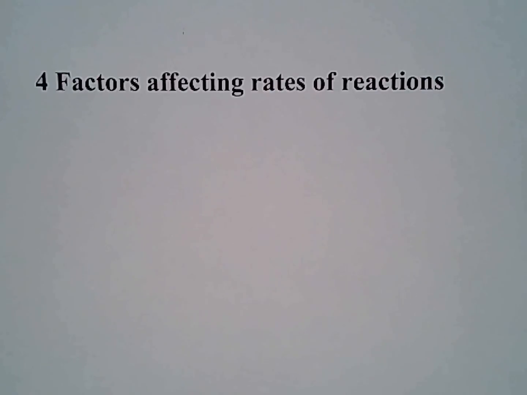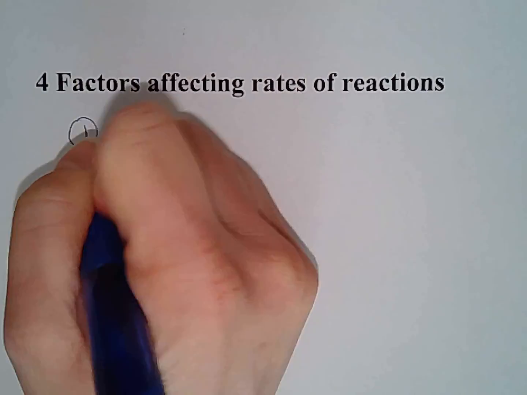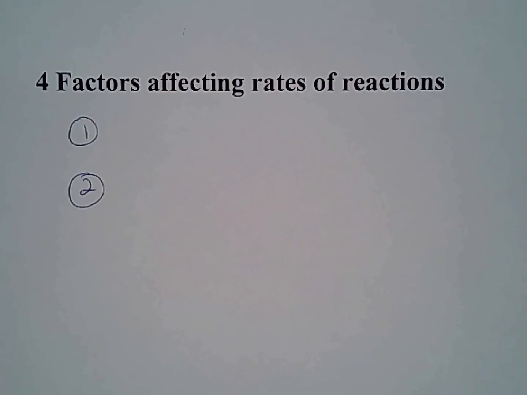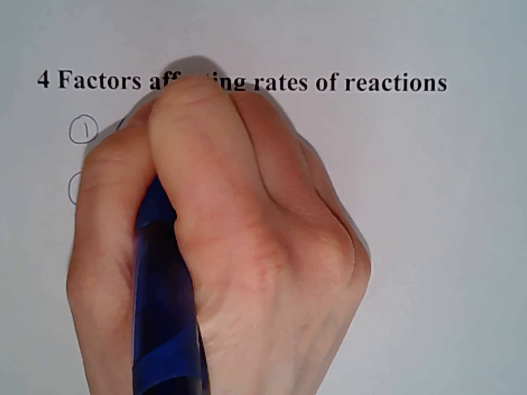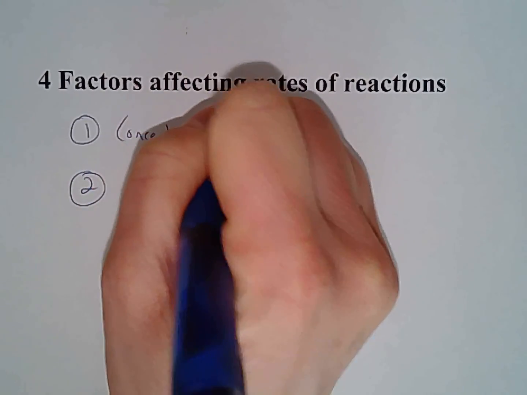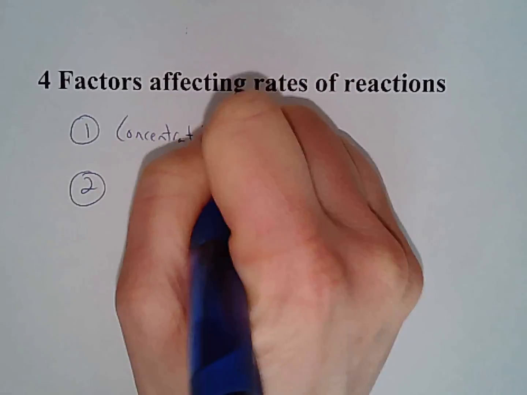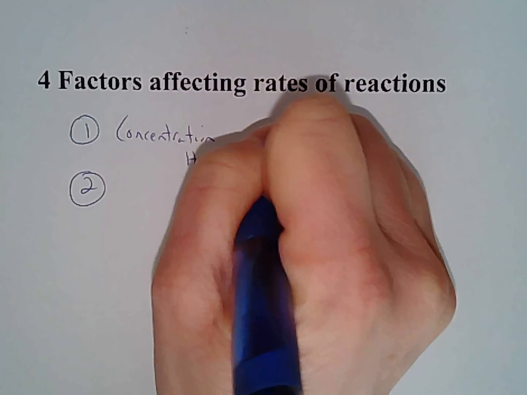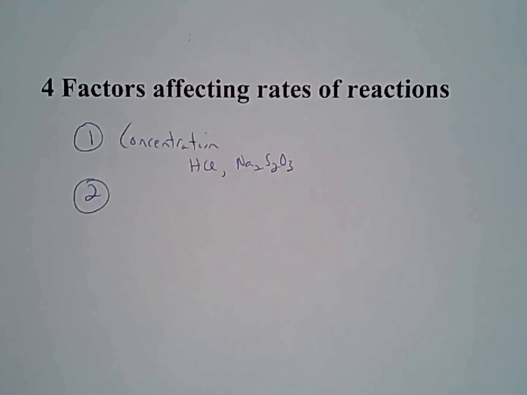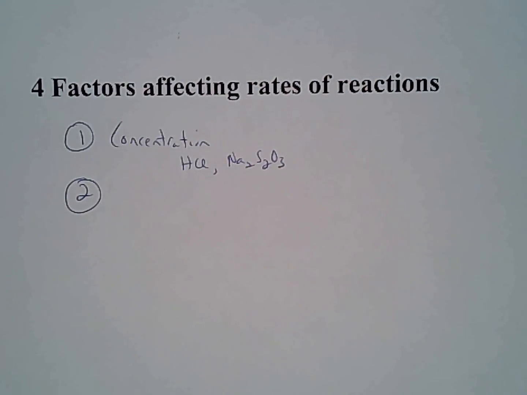So think a moment and see what are things that we changed in the thiosulfate hydrochloric acid lab. There should be 2 things that come to mind in terms of what did we do in that lab. First thing is probably concentration. So we changed the concentration of the hydrochloric acid. We changed the sodium thiosulfate. Both of those we were changing different concentrations by adding them together and diluting them down.